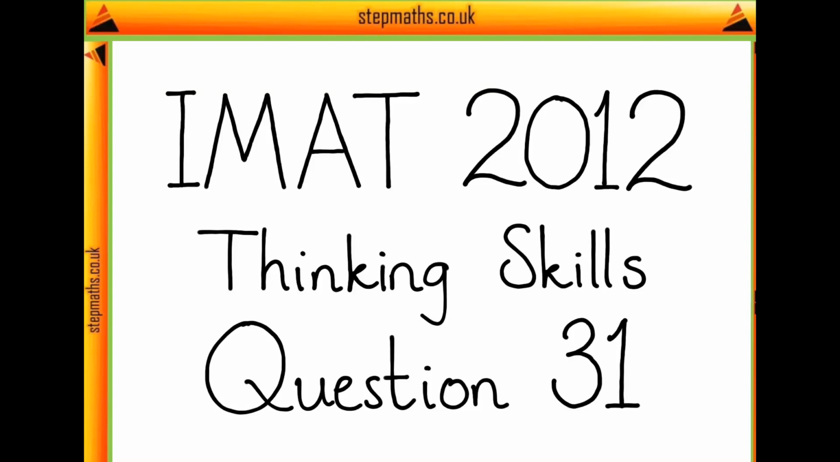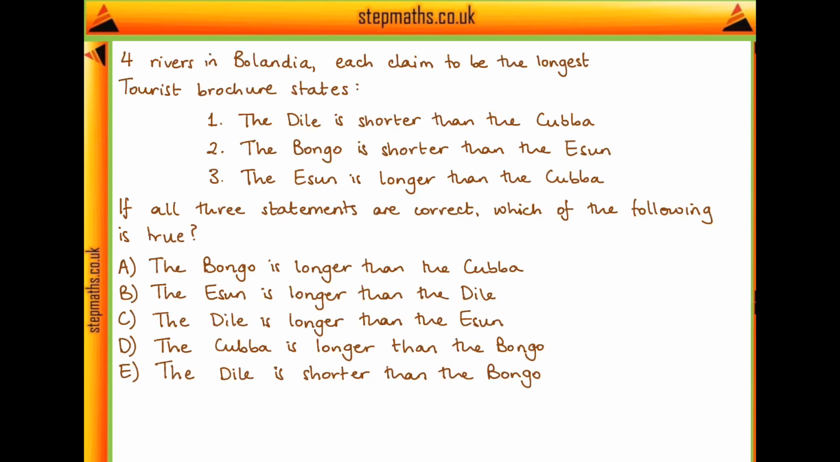Hello, in this video I'm going to go through question 31 on IMAT 2012. So here it tells us that there are 4 rivers in Bolandia, each of which claim to be the longest. Now, a tourist brochure for the area claims that the Daal is shorter than the Kuba, the Bongo is shorter than the Isen, and the Isen is longer than the Kuba.